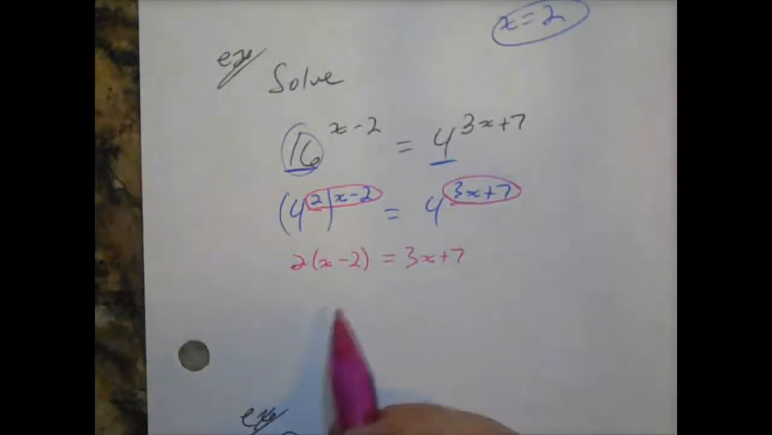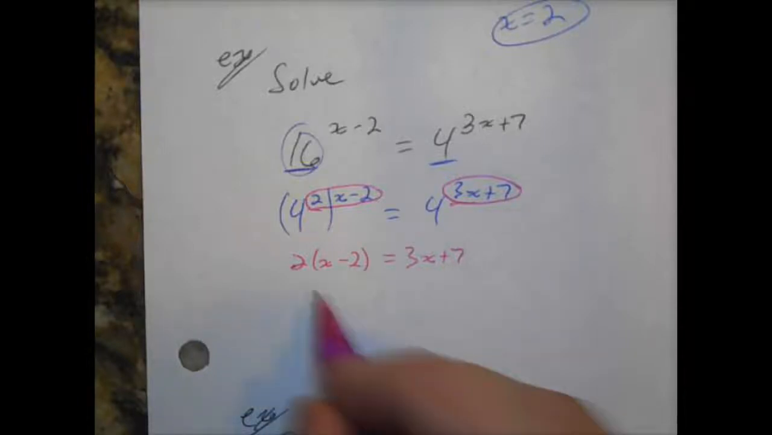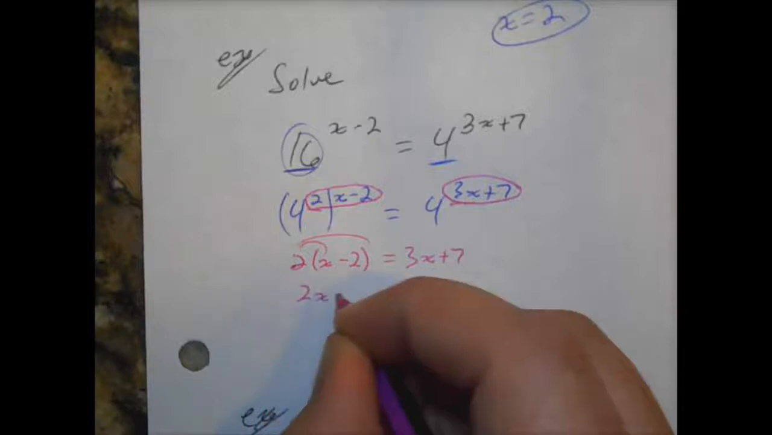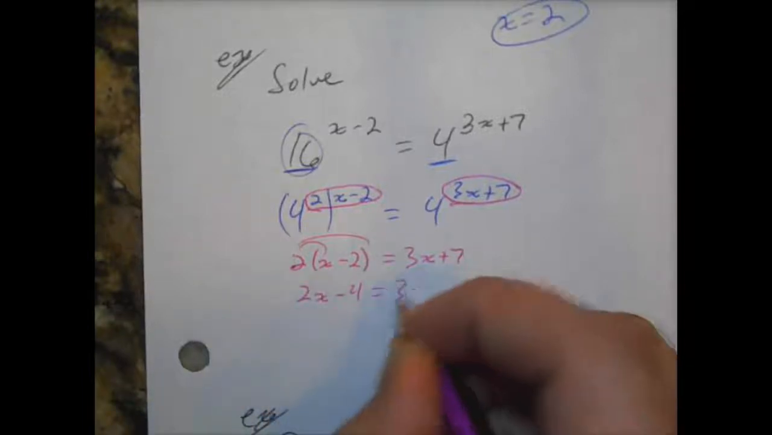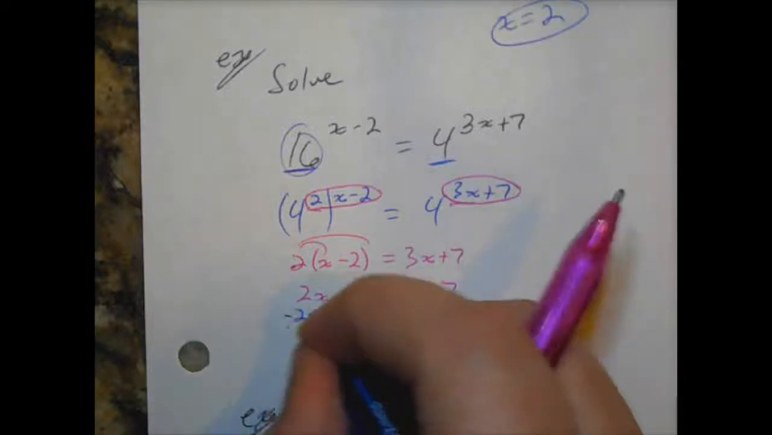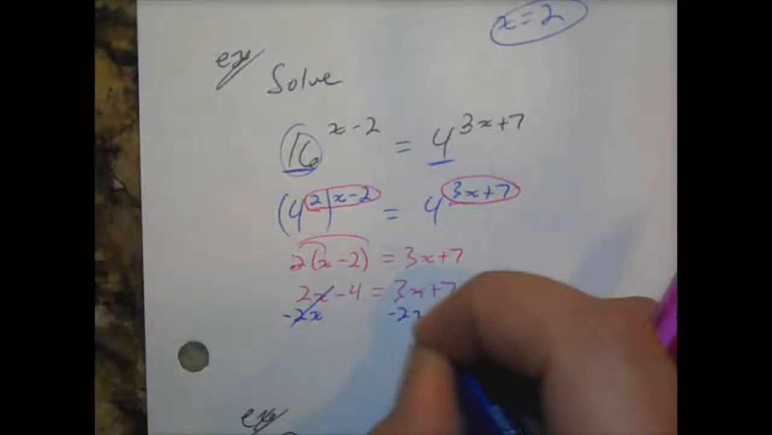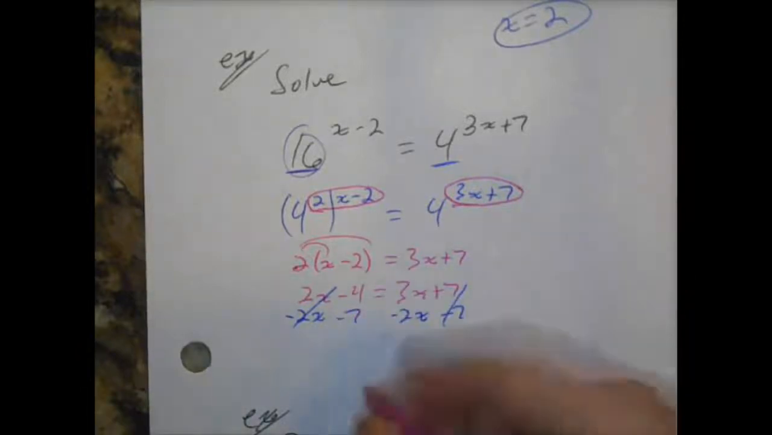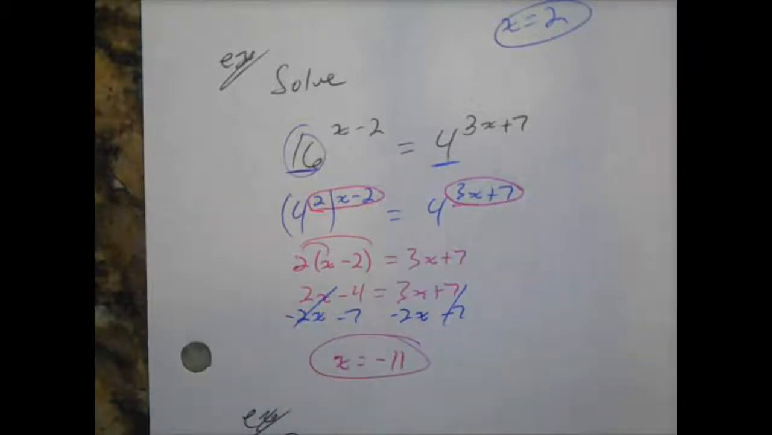Since the bases are the same, base 4 and base 4, the exponents must be equal for this to be true. So once I know that, if I rewrite this off to the side, I can solve my exponents, and this would be 2x minus 4 equals 3x plus 7. Get like terms together. So if I subtract 2x to the other side, and if I subtract 7 to the other side, then x equals negative 11. Done. So if we can get the bases to be the same, we can take the exponents since they must be equal for this to be a true statement.